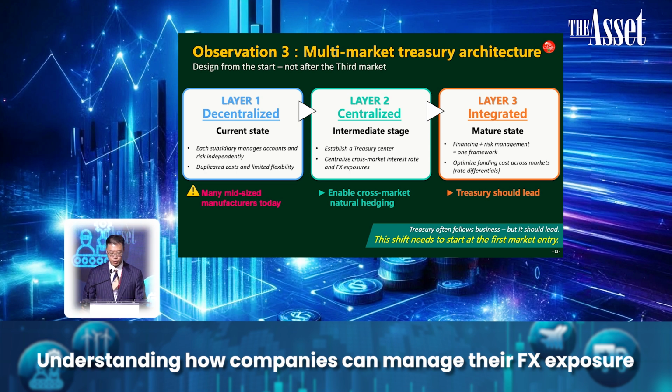In practice, we see companies at different stages. Some are fragmented, with every subsidiary managing its own accounts and its own risk on its own. So there's no visibility across markets, and duplicated cost. This is where most mid-sized companies are today. Others have a centralized treasury center, with cross-market exposure managed together. Natural hedging actually starts working here, so you can see the full picture for the first time.